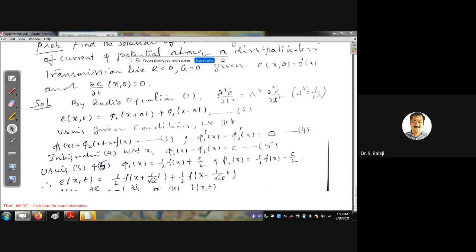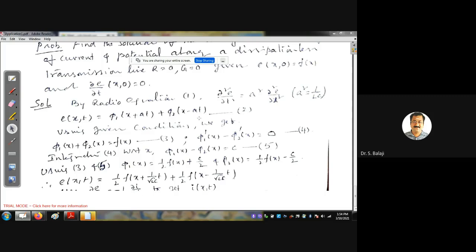Now you can solve these two. φ1 plus φ2 equals f of x, and φ1 minus φ2 equals c. If you add these two, φ2 gets cancelled. So 2φ1 of x equals f of x plus c. Therefore φ1 of x is equal to 1/2 f of x plus c/2. Similarly, φ2 of x you can also write.